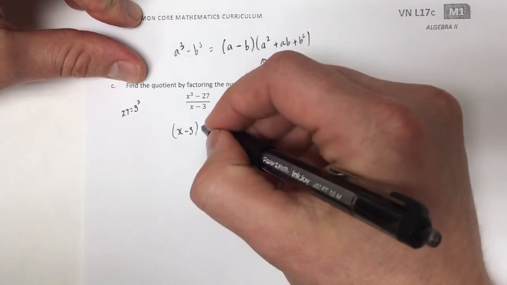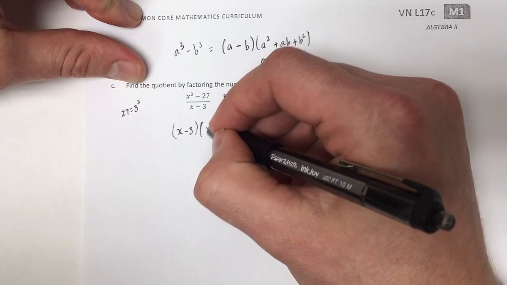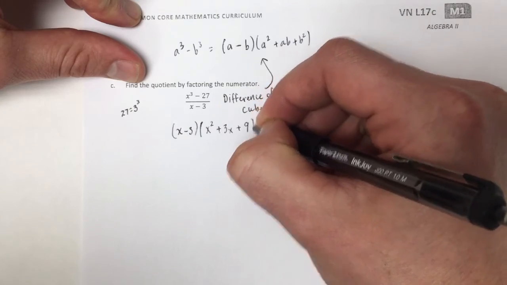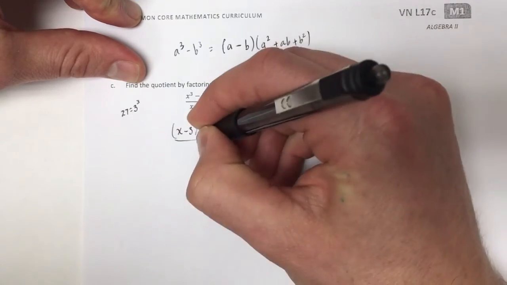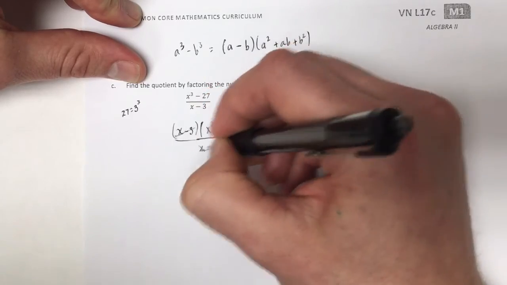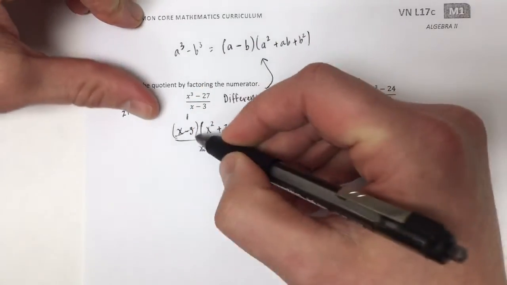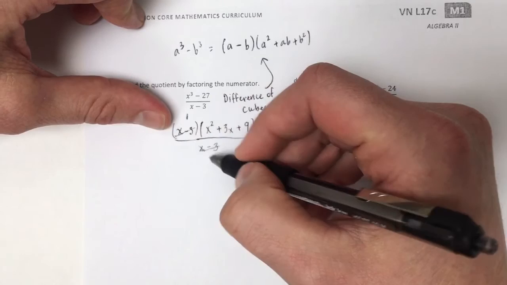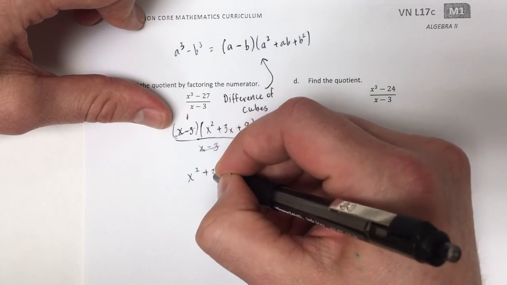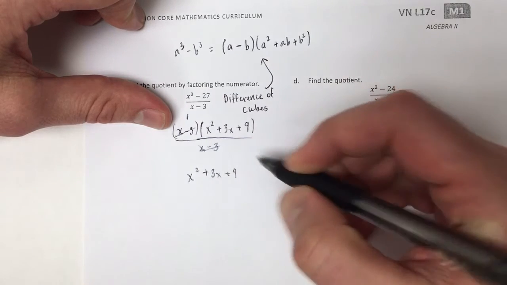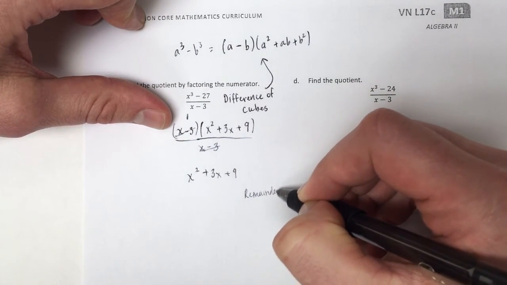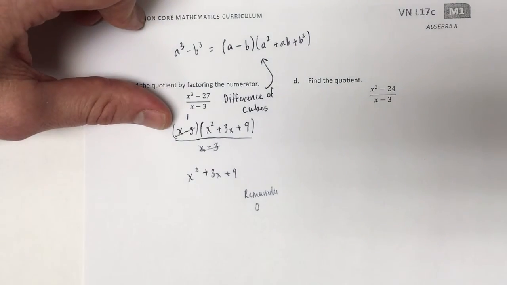And so I get x squared plus 3x plus 9, all divided by x minus 3. Well, that makes a 1, having the same exact expression in parentheses in the numerator and the denominator. So my final answer is x squared plus 3x plus 9. So this worked out. Remainder 0. You can always check your work with long division.